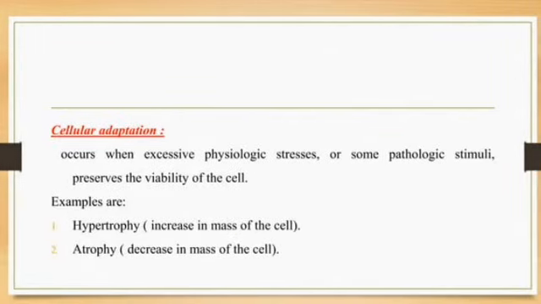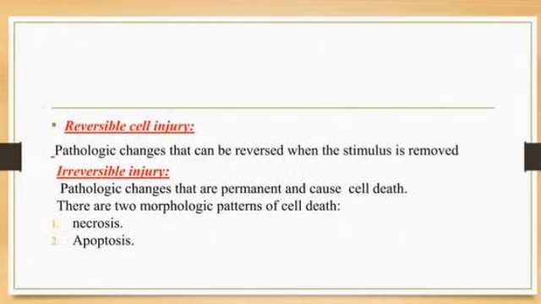Cellular adaptation occurs with excessive physiologic stresses or some pathological stimuli. This preserves the viability of the cell. Examples are hypertrophy, which is an increase in the mass of the cell, and atrophy, which is a decrease in the mass of the cell. Reversible cell injury: the pathologic changes that can be reversed when the stimulus is removed. Irreversible injury: the pathologic changes that are permanent and cause cell death. There are two morphologic patterns of cell death. One is necrosis and another one is apoptosis.